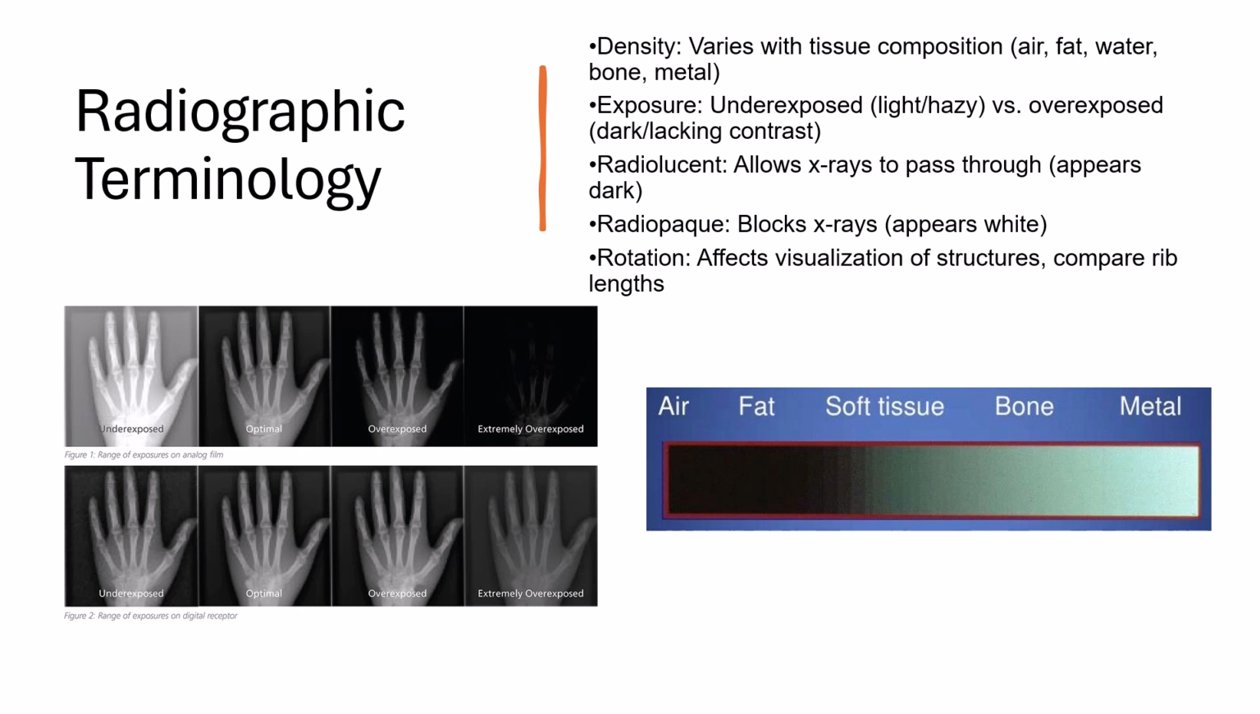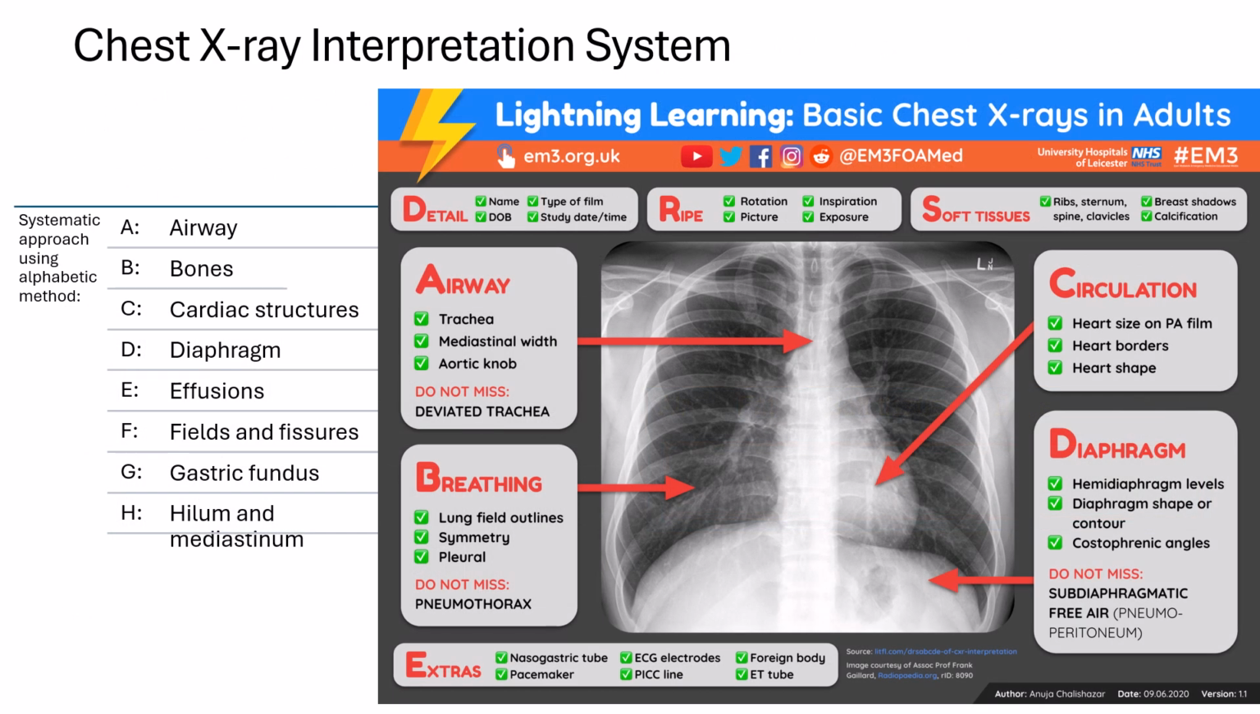Rotation is another important concept. It affects visualization of structures and can be assessed by comparing rib lengths on either side of the chest. In a properly positioned AP film, the ribs should appear symmetrical. A systematic approach to chest X-ray interpretation is useful for clinical practice. The alphabetic method is a helpful way to ensure you don't miss anything.